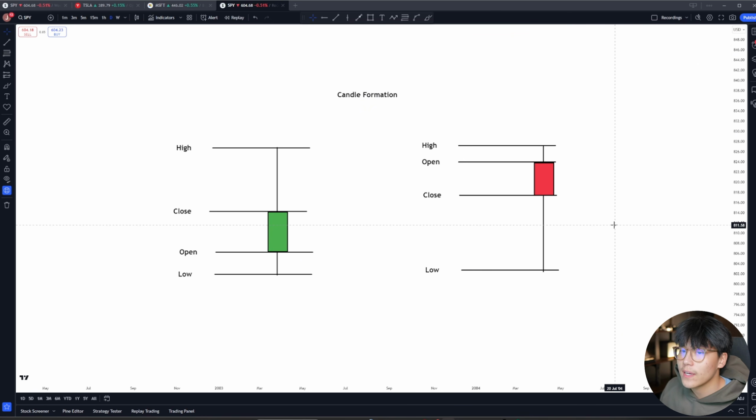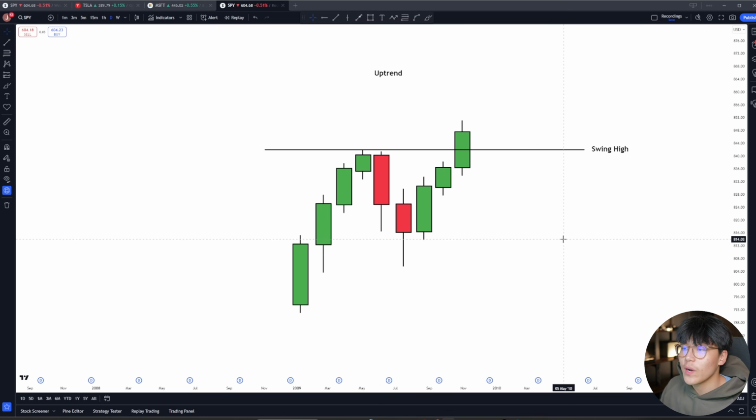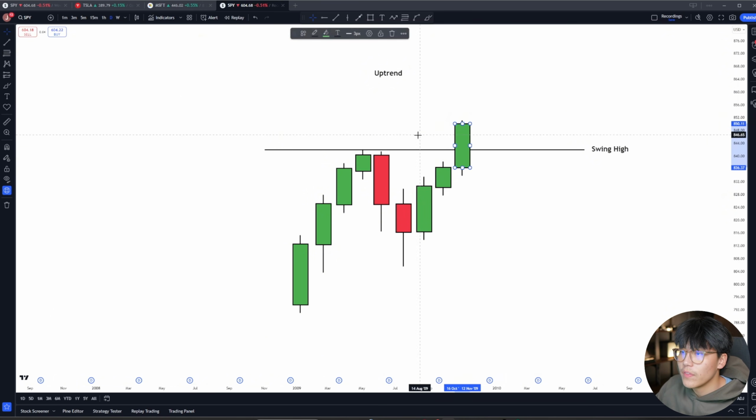So now let's look at candle formation with a little bit more context. Here we have a clear uptrend. Price is making higher lows and higher highs. You can see so far the candle is closing above this previous swing high pivot point. This would indicate a continuation of the trend. If price breaks above this swing high, breaks structure towards the upside, what can we expect? We can expect continuation of the trend back towards the highs.